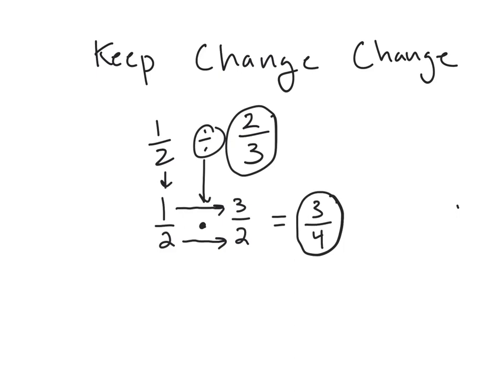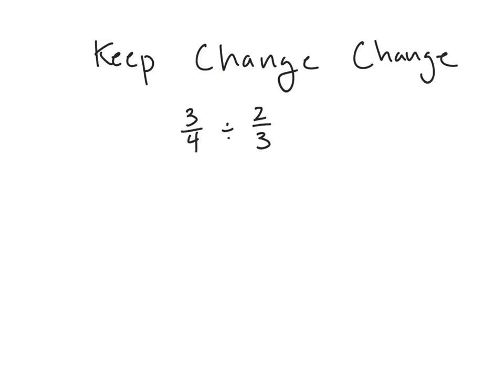Okay, let's try another one. And if you want to pause it, try it, go right ahead. But for this one, again, we're going to keep 3/4. We're going to change our division symbol to multiply. And we're going to change our last fraction to 3 over 2. We'll just kind of flip it over. And then we're going to multiply across. Now we got a new question.